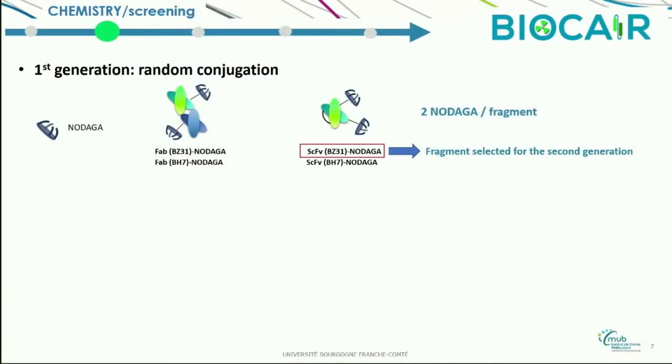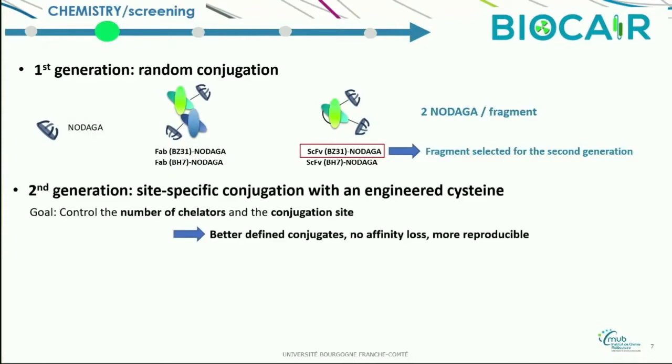This is very classical. We call it a random conjugation. We take the fragment and we just apply the chemistry, and the NODAGA, the chelating agent per se, will be attached to the fragment at different lysine positions, but we cannot really control it. We had 4 fragments at the beginning, and we selected the best among the 4 for the next generation, the next strategy. So the second generation is more site-specific. This is where we add a cysteine to be more reproducible and define a better imaging agent.